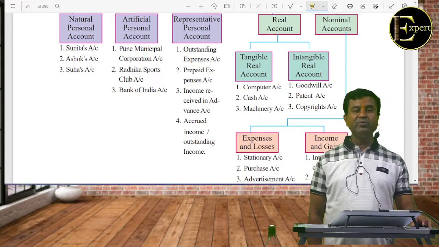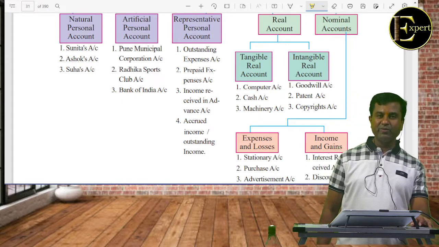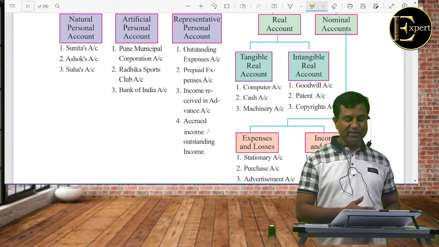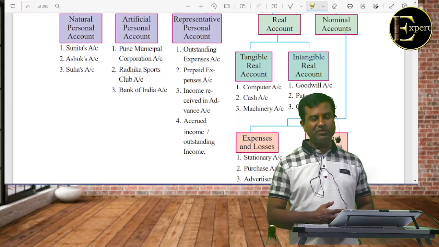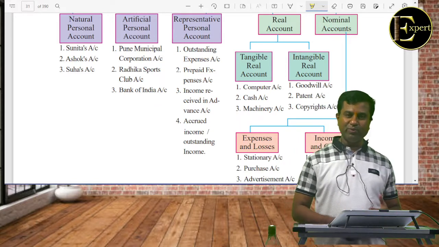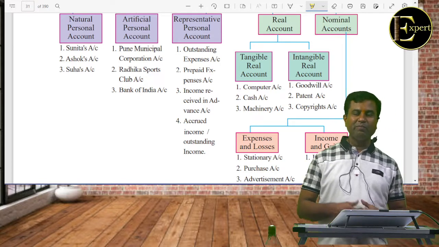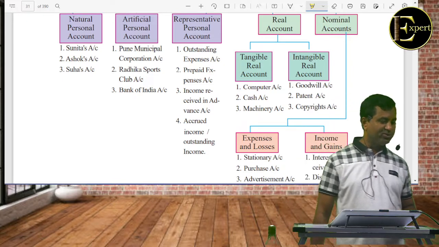Next to that is representative or group personal account. That is nothing but outstanding expenses, prepaid expenses, income received in advance, and accrued income or outstanding income. ये सारे group और representative personal account है. Now why it is group? Because these are nothing but the people to whom you are liable to pay. इनको आप pay करना essential है. That is how these are called as representative or group personal account.